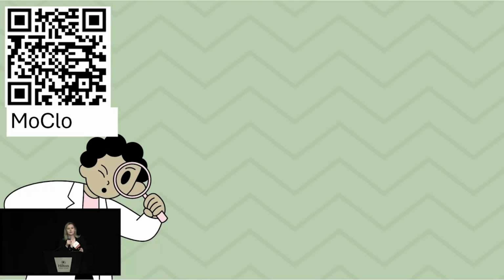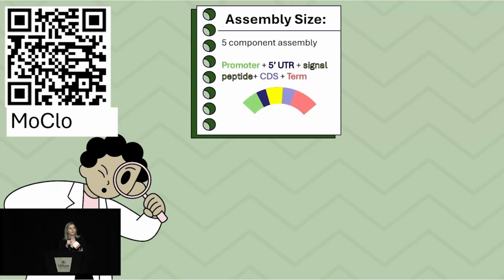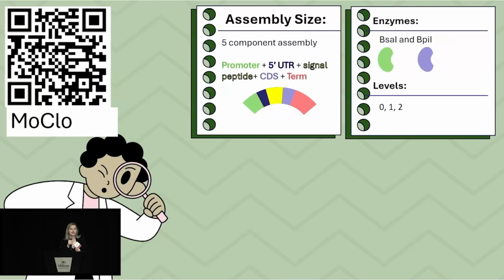Moving on into MoClo, it's a lot more beginner-friendly of a modular cloning platform. It allows for 5 components: your promoter, your 5' untranslated region, signal peptide, coding sequence, and terminator. The enzymes that they use are BSA1 and BPI1.